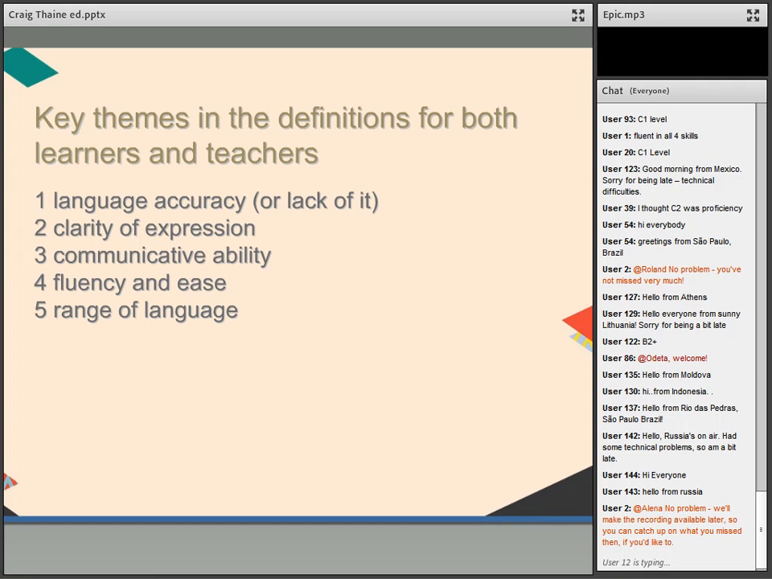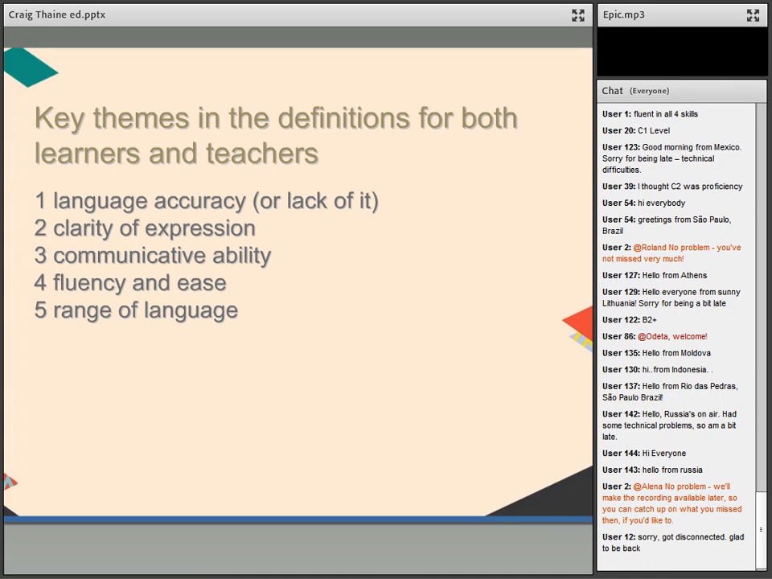When I looked at all the feedback that I got from the 5 teachers and the 5 learners, I was able to break it down into what I call 5 particular themes in these definitions. The first one is language accuracy, or lack of accuracy. The second theme that I identified was clarity of expression. The third one was communicative ability. The fourth one is fluency and ease, this idea that learners didn't need to hesitate in any way. And the fifth one was range of language, or indeed maybe lack of range of language.